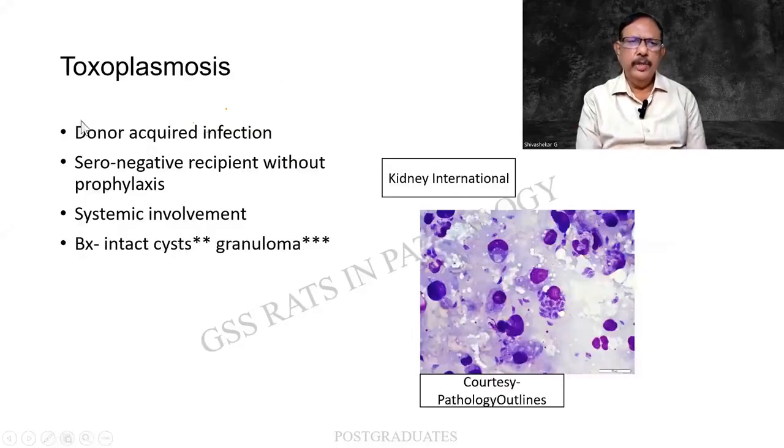Toxoplasmosis from another source: the donor-acquired infection, seronegative recipient without prophylaxis, and systemic involvement. These are all some areas where it has to be ruled out. And in a biopsy, an intact cyst or a granuloma might be seen. Look at this one wherein I'm able to see the virus.